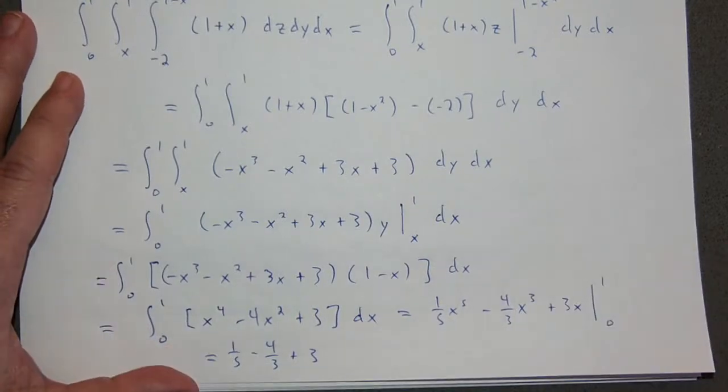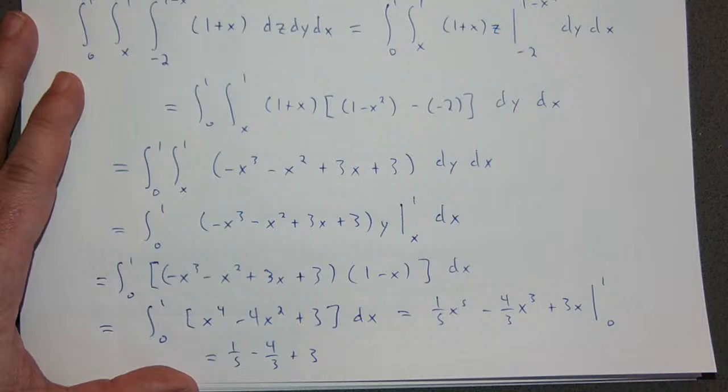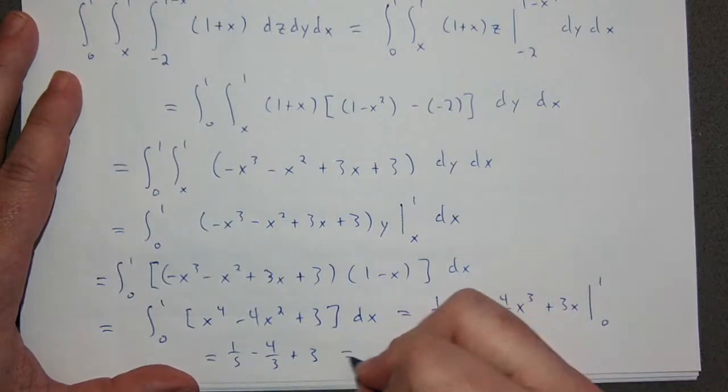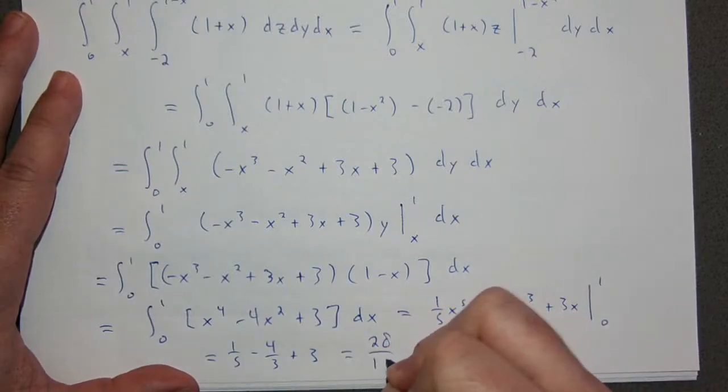We can make that a little bit more palatable. Let's see here. If we get a common denominator of 15, I would get 3/15 minus 20/15, so it's minus 17/15 plus 45/15, so that's 28/15. Right.